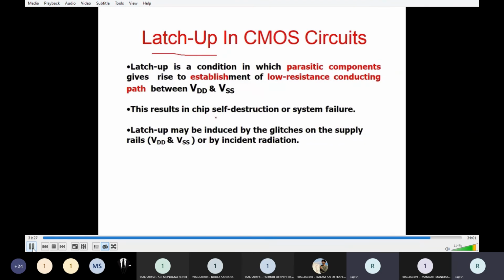This results in chip self-destruction or system failure. This is one drawback. Latch up may be induced by glitches on the supply rails or by incidental radiation. So if there are any discontinuities on the wire, then this type of latch up effect will occur.